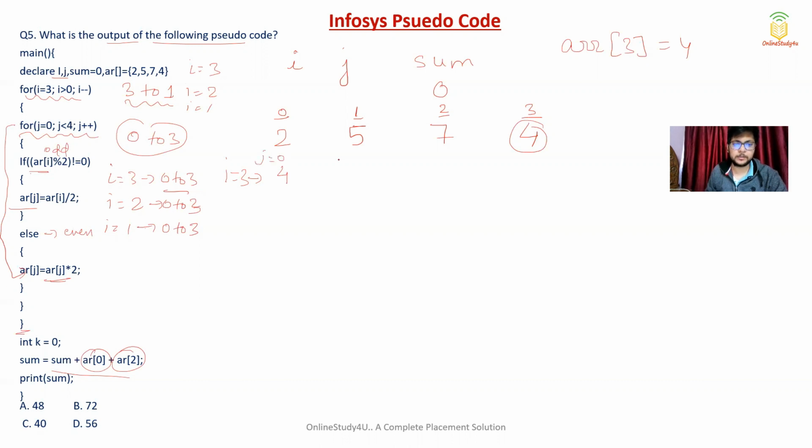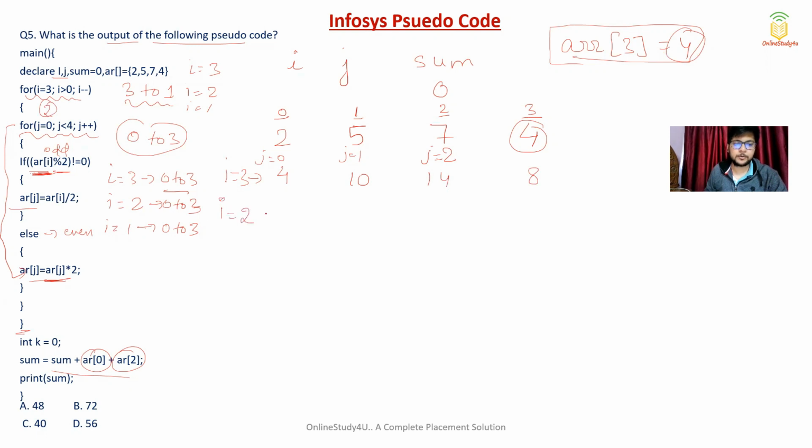This is when j is equal to 0. Now my j will become 1. It will again check if array of i is even or odd. Array of i is constant, right? It is 4. So it will again go into the else and double it. Then j will get incremented to 2. And now it will again check if array of i mod 2 is odd or even. It was constant, so it is even again, so it will just double it. And now it will again check, it is even, so it will again just double it. After that, my i will get reduced from 3 to 2.